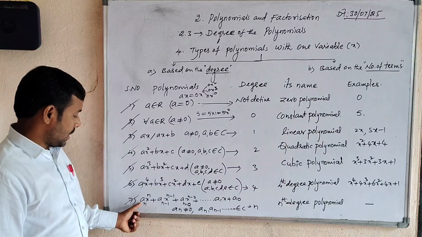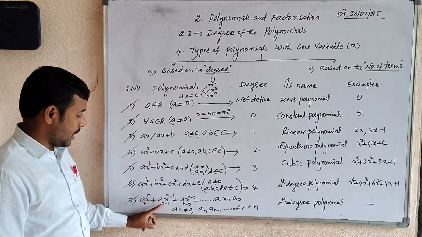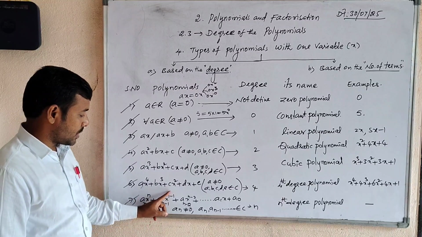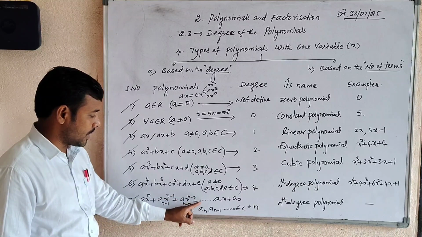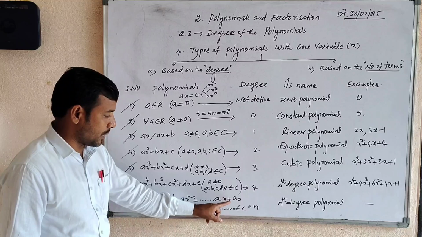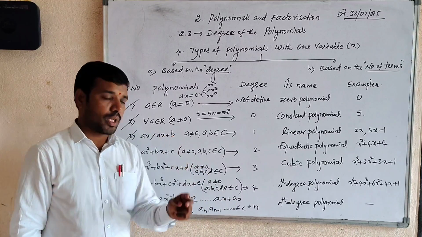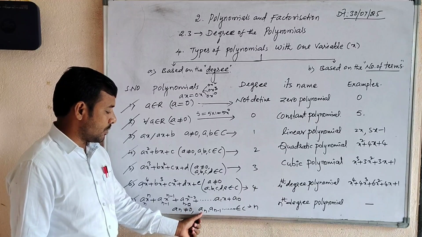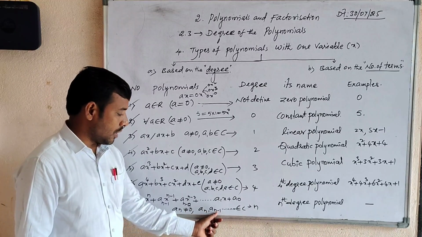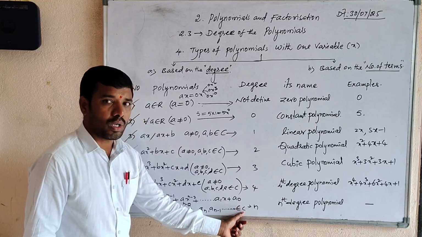Okay, now let us see the last point, that is the seventh. In this, a n x to the power of n plus a n minus 1 x to the power of n minus 1 plus a n minus 2 x to the power of n minus 2 plus dot dot dot a1 x plus a0. So here also two conditions are applicable. One is a n is not equal to 0. At the same time, a n minus 1 and so on, these belong to constants.